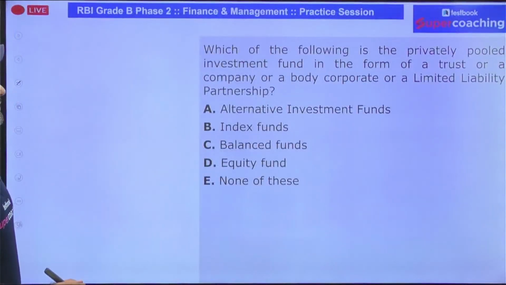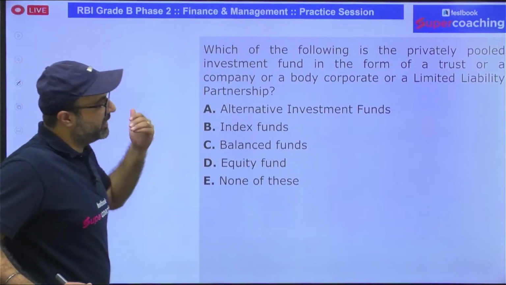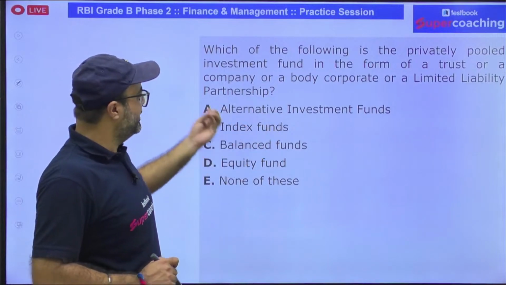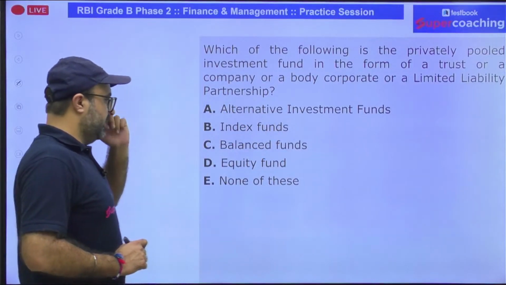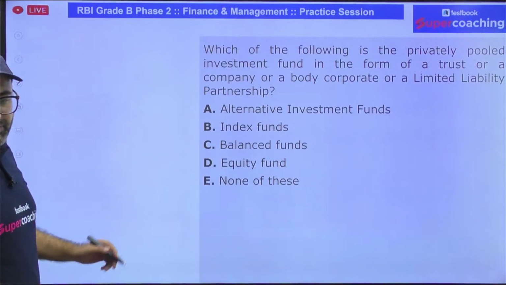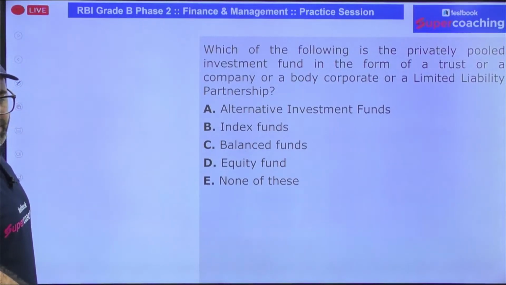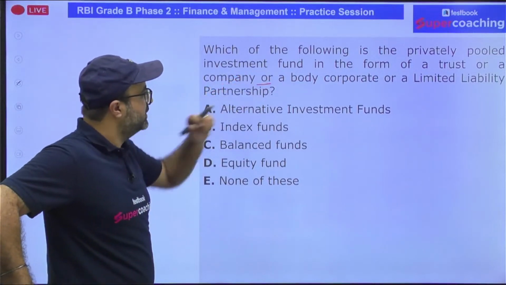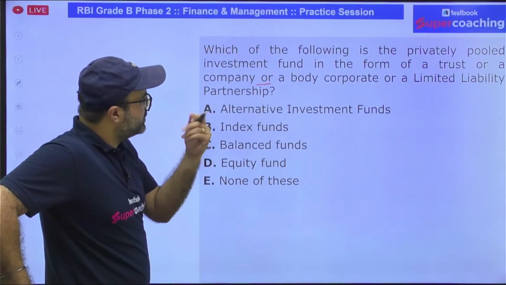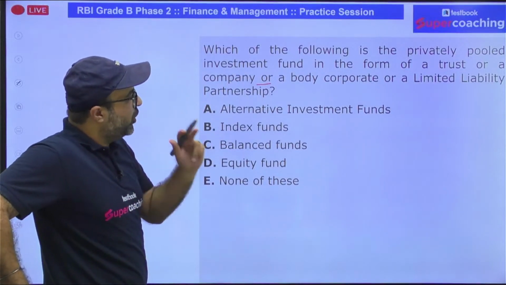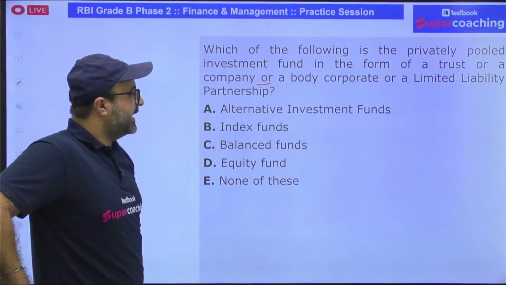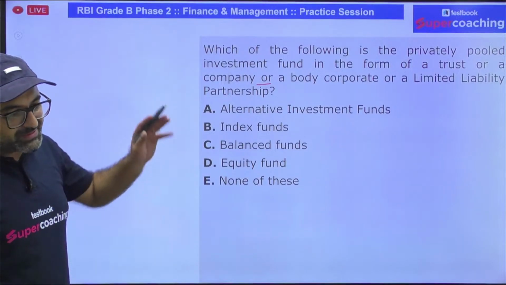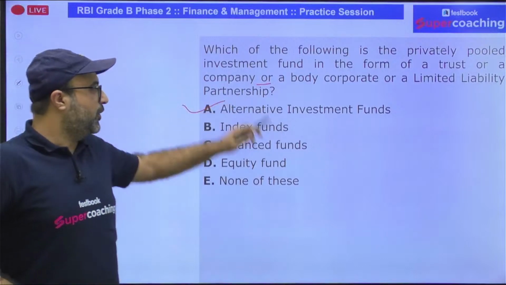Next, which of the following is the privately pooled investment fund in a form of trust or a company or a body corporate or a limited liability partnership? Go through the question, guys. Which of the following is a privately pooled investment fund in the form of a trust or a company or a body corporate or a limited liability partnership? That type of fund is known as what? That type of fund is known as alternative investment funds.